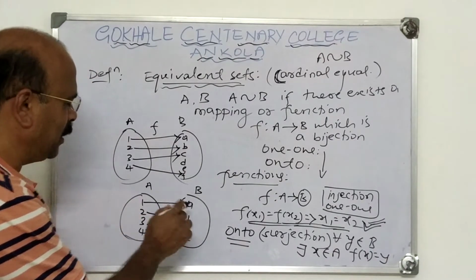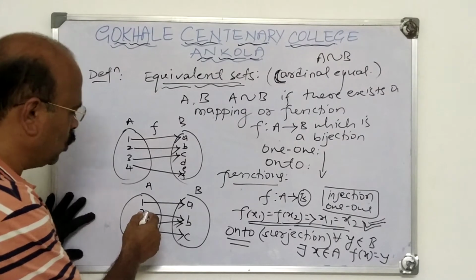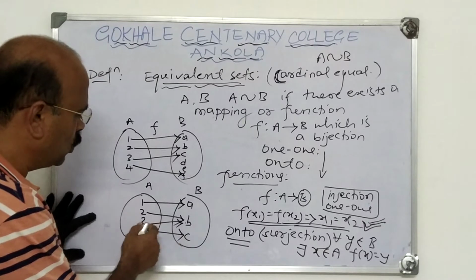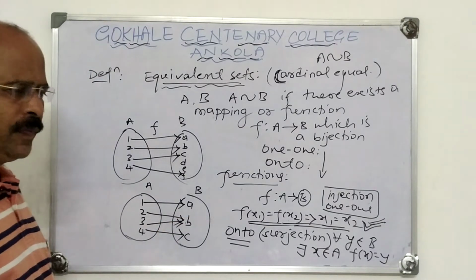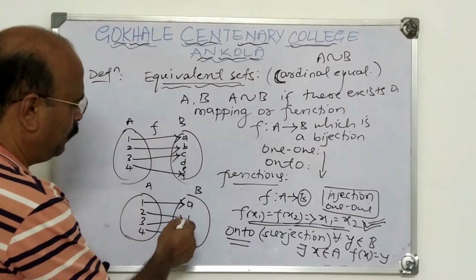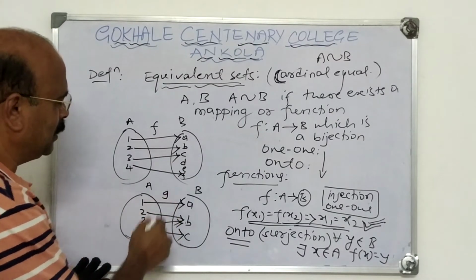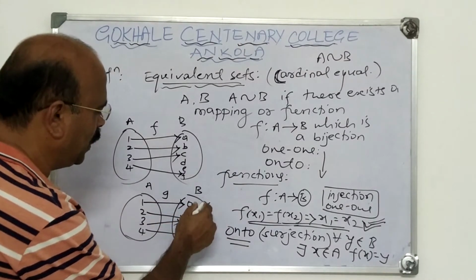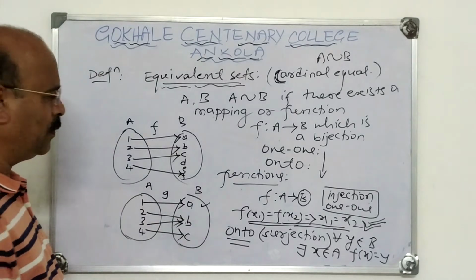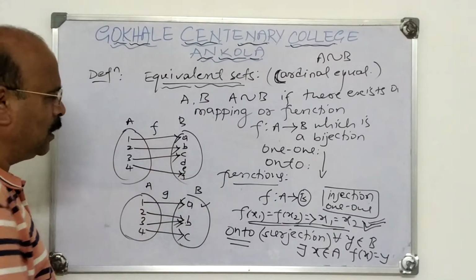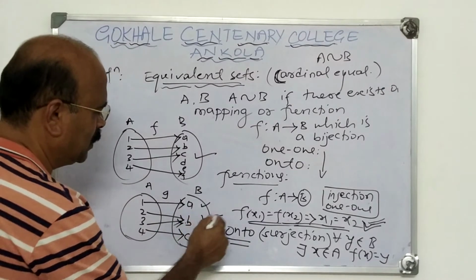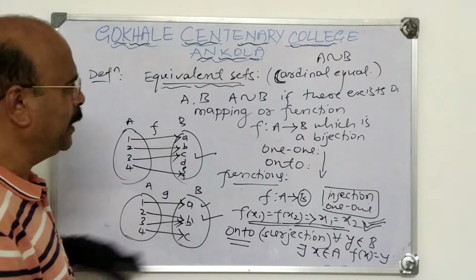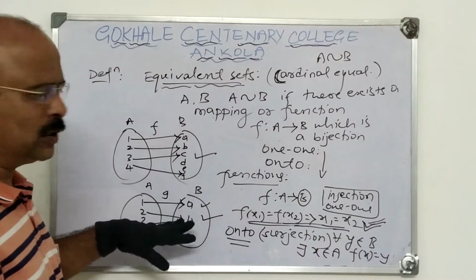2 and 3 may be related with the same element. But 2 should not be related with two elements. 2 should not be related with B and C both. 2 and 3 may be related with B. It is a function. Now you can see the difference here. In this second case, all the elements of B, the codomain, are images. But in the first case, D and E are not images. This is strictly one-one. This is strictly onto. It is not one-one. It is only onto. The first is only one-one. That is the definition of one-one and onto functions.